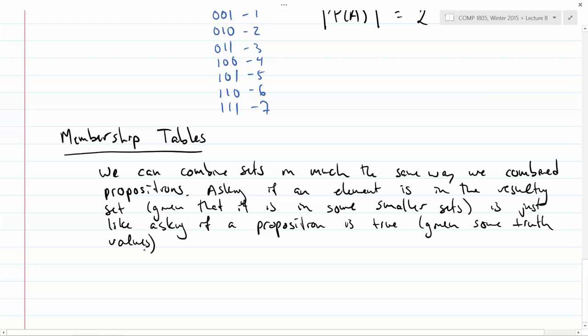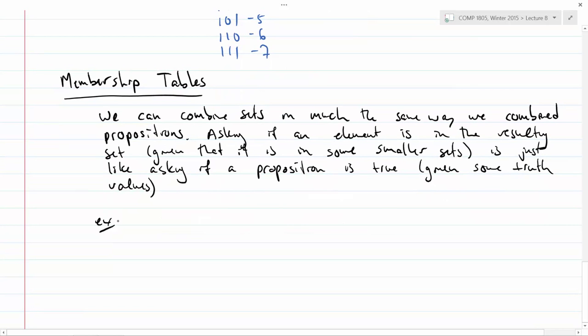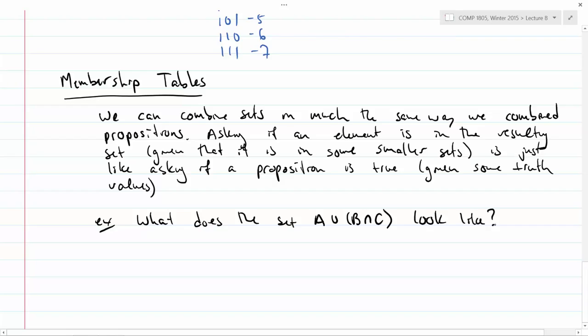So let's do an example. I want to know, what does the set A union B intersect C look like? What does that set look like? So what does the set A union B intersect C look like?